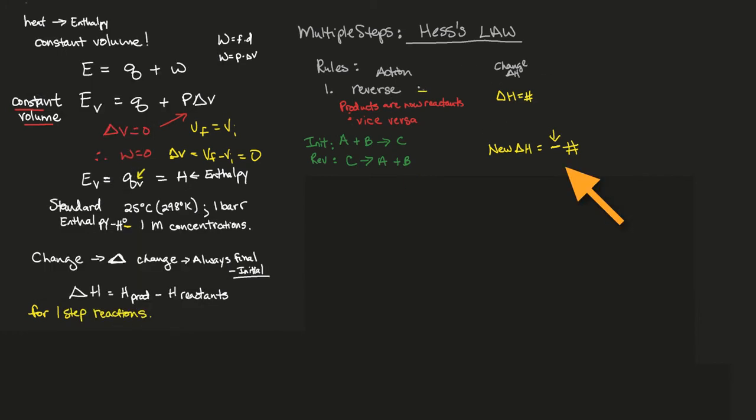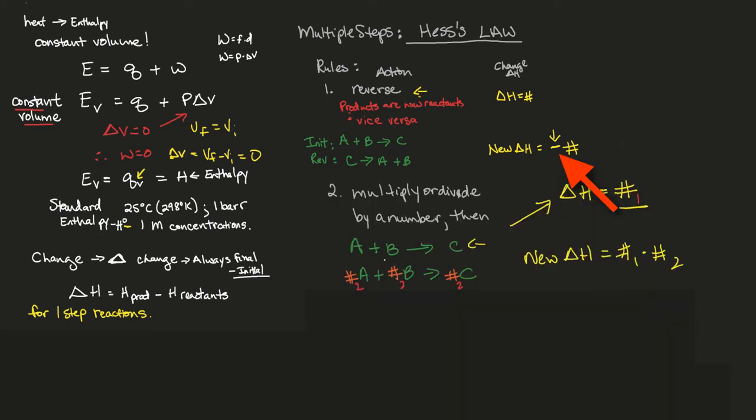If you reverse an equation, your products now become reactants, and your reactants are now products. So delta H is products minus reactants, and if they're vice versa, all you did was take the negative of it. So here's an example equation, A plus B yields C. Now we're looking at C yields A plus B. So you take the negative of your original enthalpy.